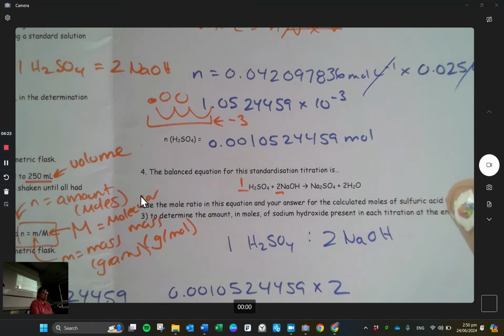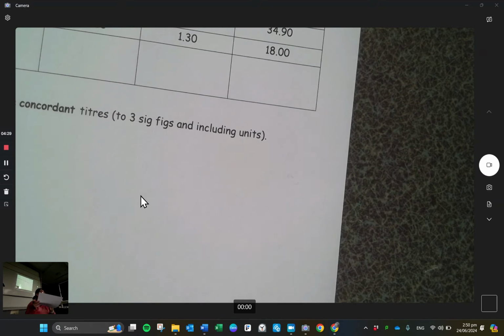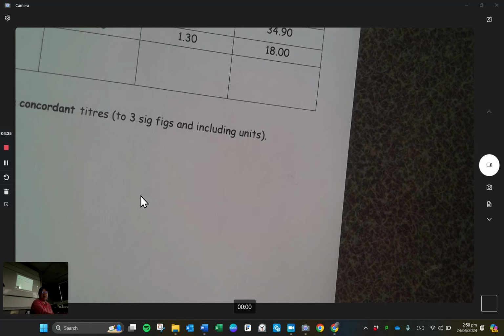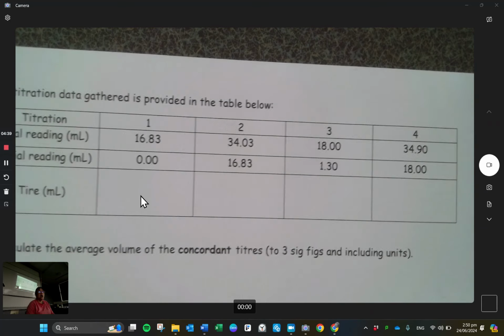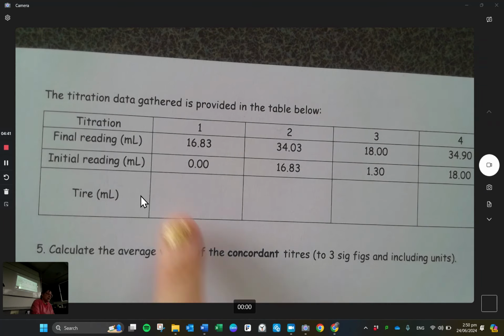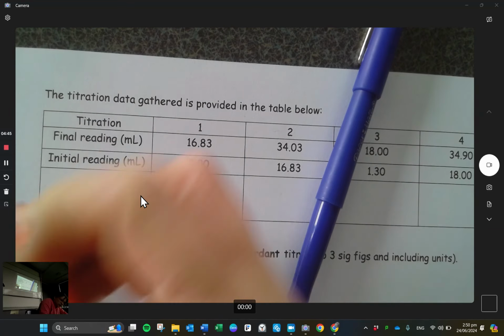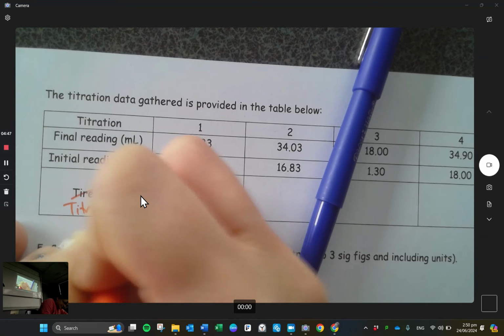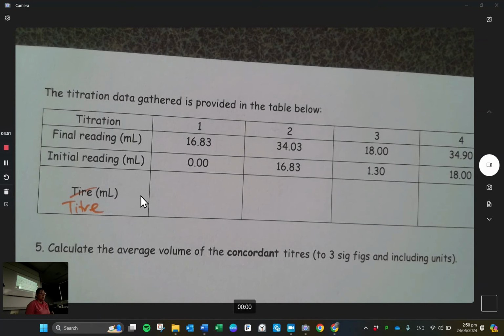All right, keep going. Okay, now we're on to this page here, and we are going to start using the same equations we were using before, except I now need the volume of my base. So I'll give you another break because I'm mindful this is going to be a very long talking lesson otherwise. I want you to calculate the titre volume, and there's a typo here that should say titre, not tire. So you need to do the quick subtractions here.